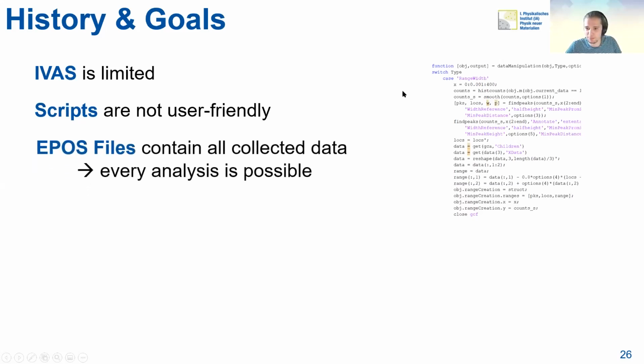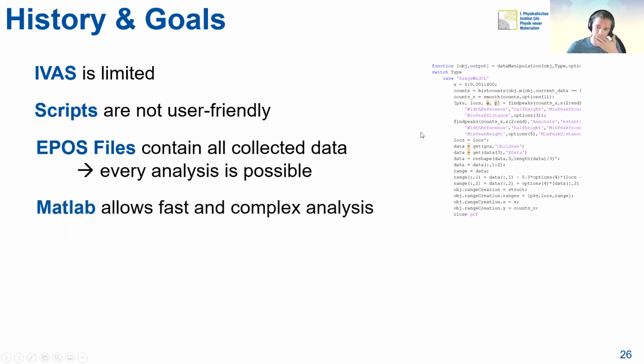But with the EPOS file, we could, in theory, get all the data that was collected in IVUS, that was generated in the reconstruction, as well as all the raw data, and get all the analysis that we wanted to do. So for us, we went to work on MATLAB, as we use the software as a way of generating fast and also fairly complex analysis. It's not the fastest in terms of runtime, but it's really easy and fast to implement new features, as you have all these visualization options already available. So there you have quite an advantage.